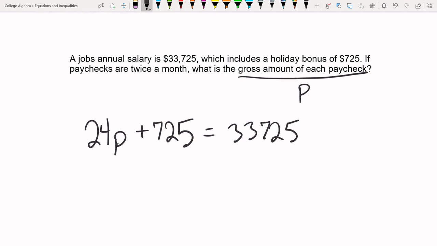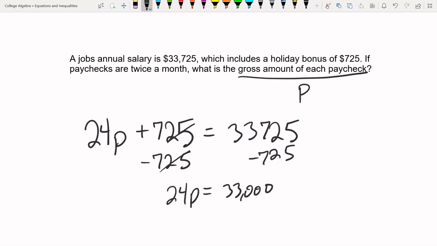$33,725. This is a linear equation with one variable, which means we can solve it by just getting the variable by itself. So subtract 725 from both sides. We get 33,000, and we divide by 24. So each paycheck was $13.75. This, of course, is in dollars.